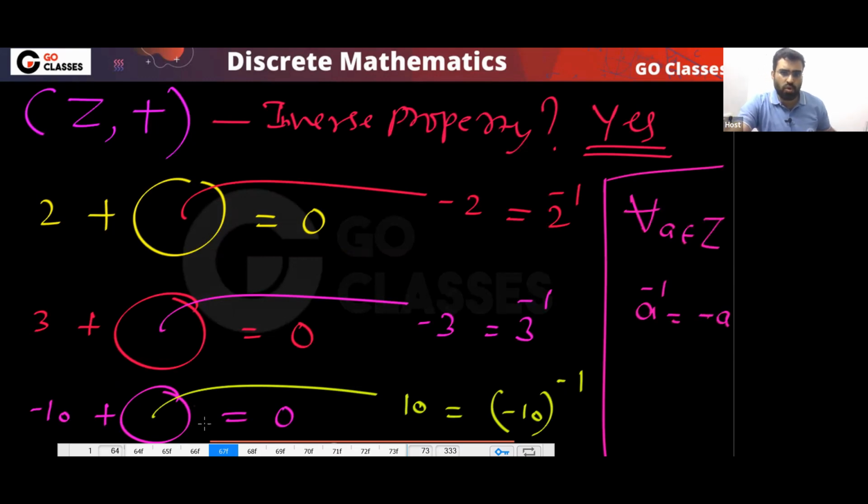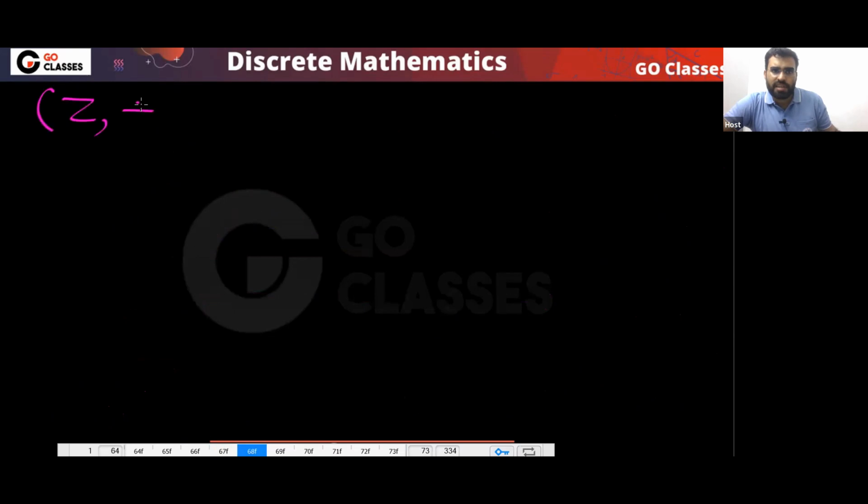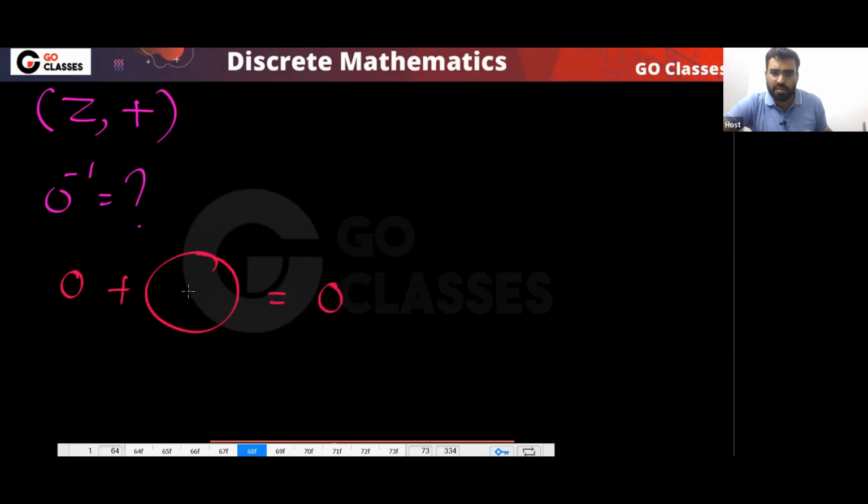What is the inverse of 0? What is the inverse of the identity element here? That will be 0 itself. Just apply the definition. If I ask you what is 0 inverse, then basically I am asking what should I put here such that I get the identity element. I should put 0 here, and that will be the 0 inverse.